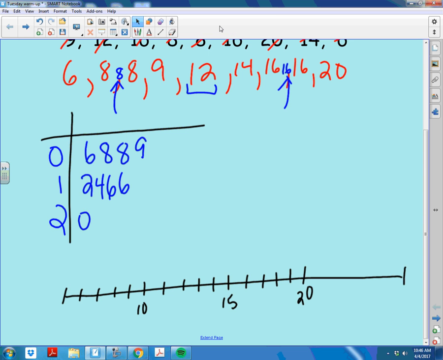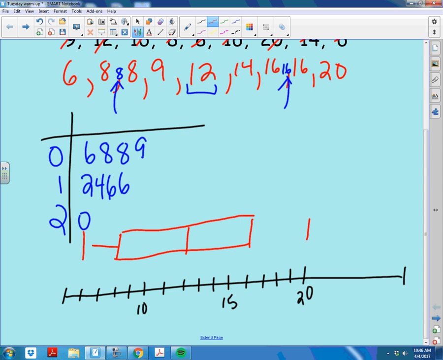Okay, so here's what I'm going to use to draw my box and whisker plot. I'm going to start with my median, which is 12. My median is here. Then I need to do my upper and lower quartiles. I have 8 as my lower quartile, and I have 16 as my upper quartile. I have a max, which is 20, and I have a minimum, which is 6. And now I have everything I need for my box and whisker.